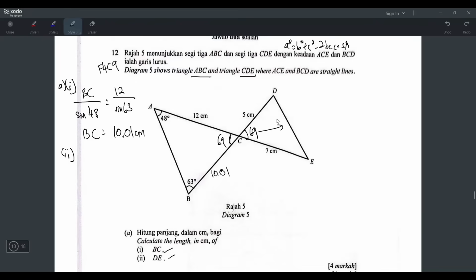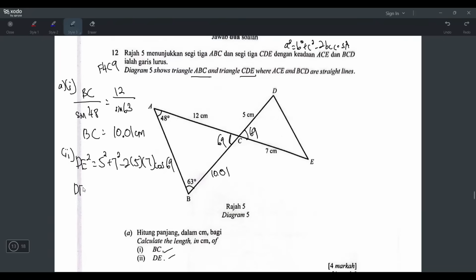So the angle is here, right? So opposite the angle, this one is the a. So DE is your a. So DE squared equals what? The other sides squared, 5 squared plus 7 squared, minus 2 times 5 times 7 times cos of the angle, 69.